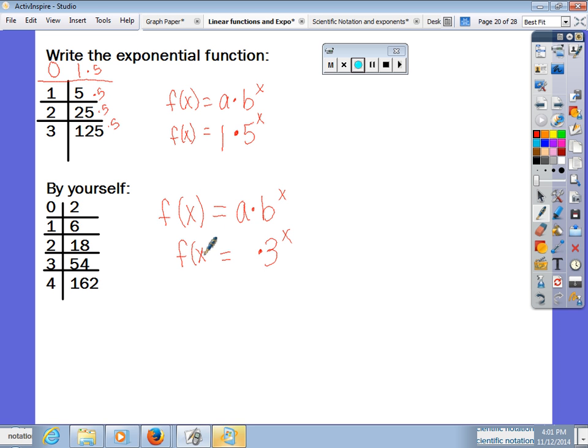A is your y-intercept. Here in this example, I actually showed you what your y-intercept is. You don't have to find it because x is already 0. So it should be 2 times 3 to the x. And this is your final answer.